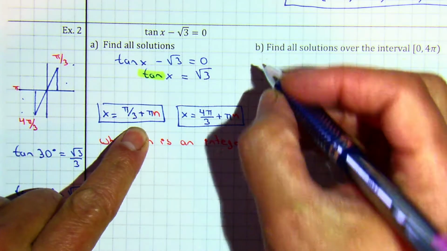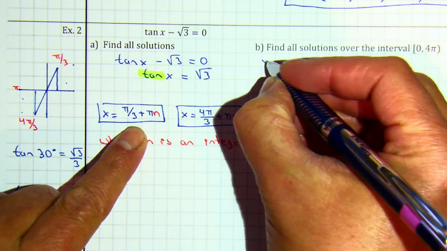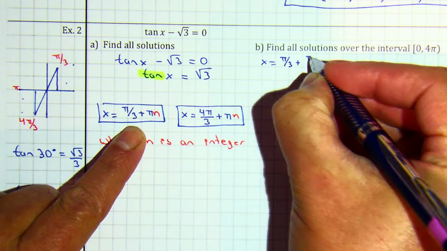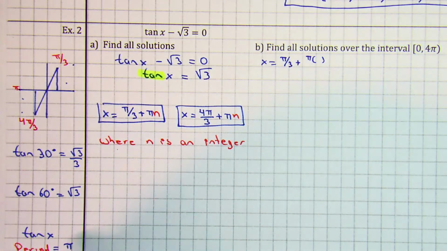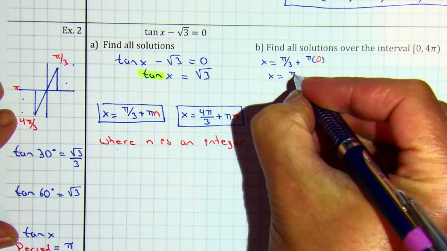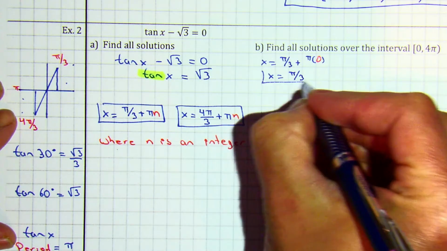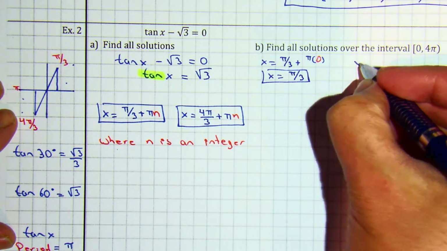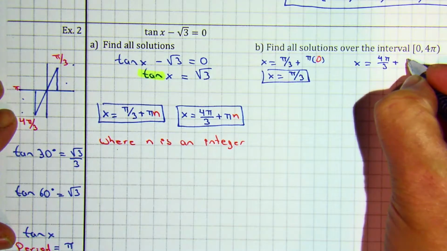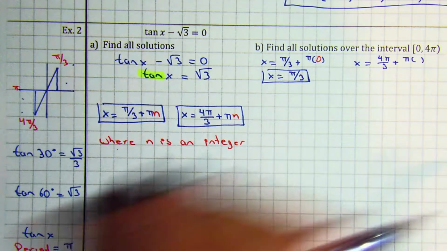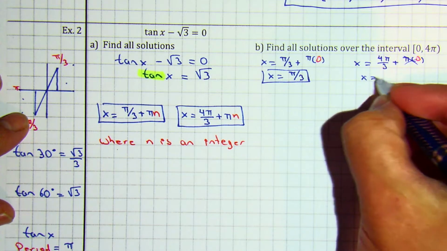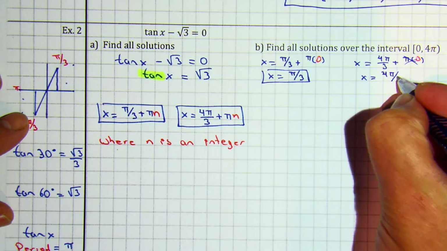I'm going to get this equation and plug in a 0. So x equals pi over 3 plus pi. Now plug in a 0. Well, that cancels, so I end up with x equals pi over 3, which is our first solution. X equals 4 pi over 3 plus pi times 0. This cancels, so therefore I end up with x equal to 4 pi over 3.